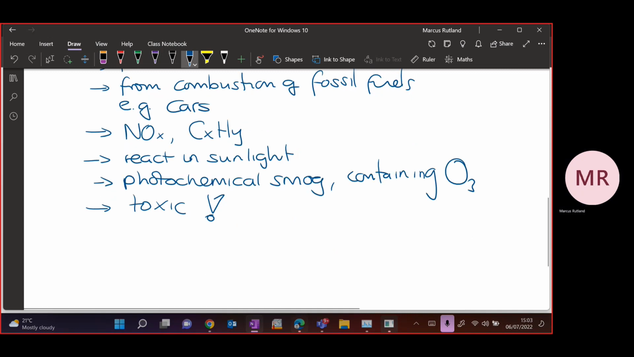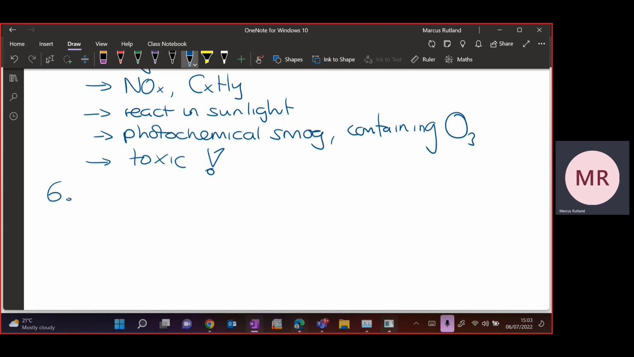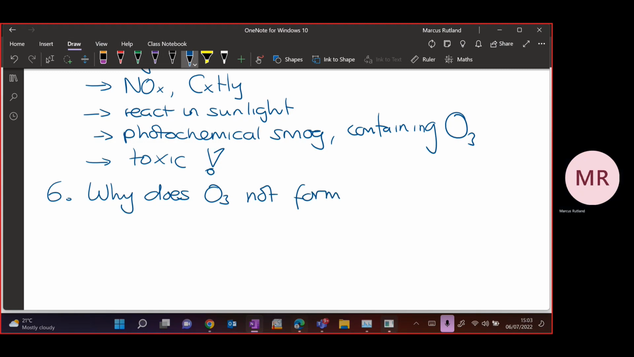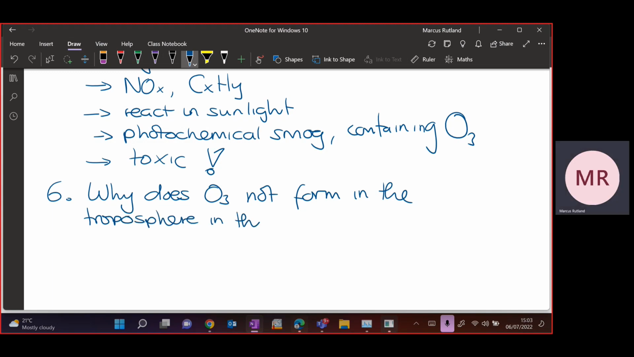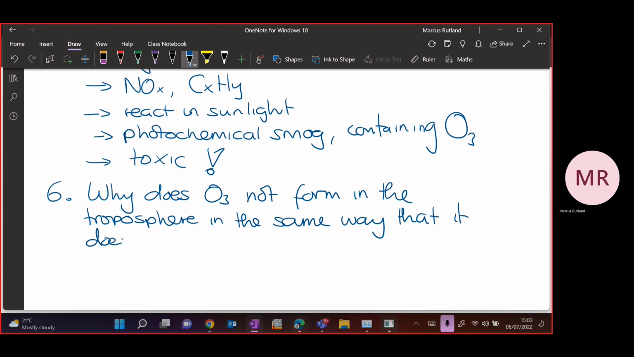Okay, here's a question that we didn't actually directly say, but see if you can figure it out. Why does O3 not form in the troposphere in the same way that it does in the stratosphere? So pause the video, have a think about that.